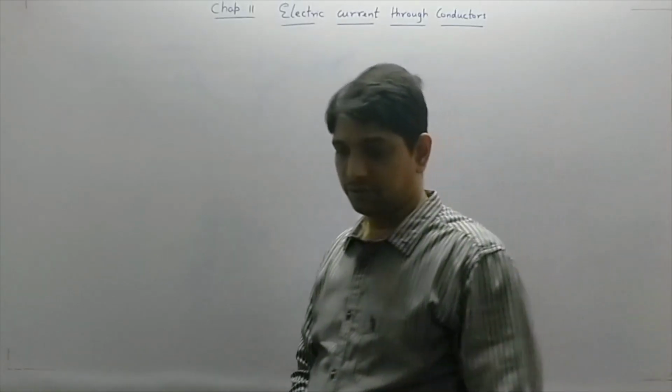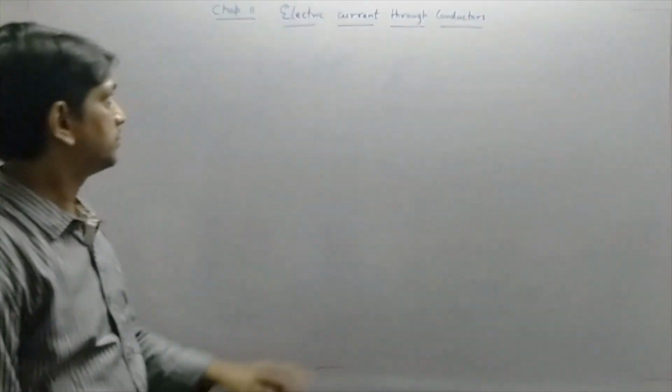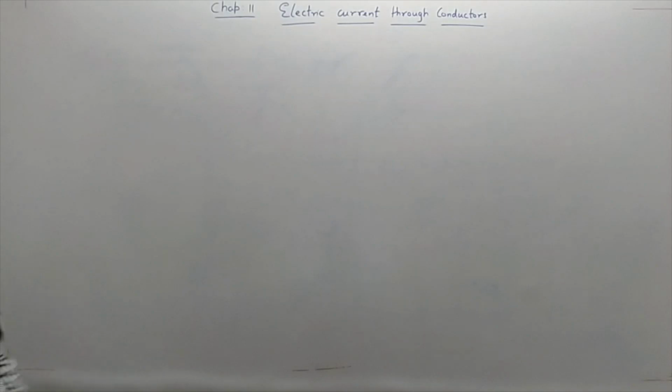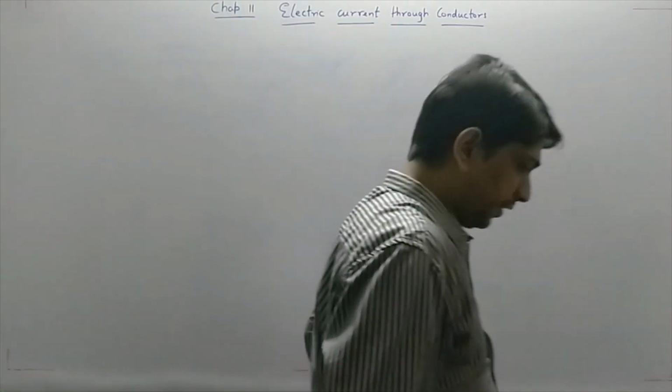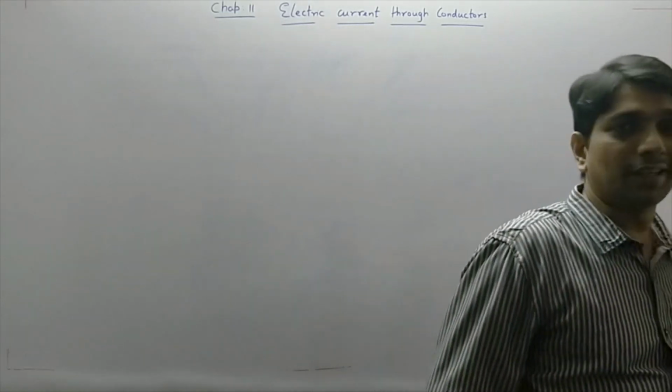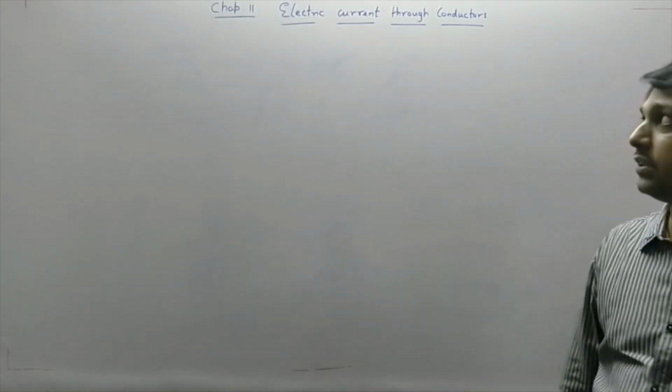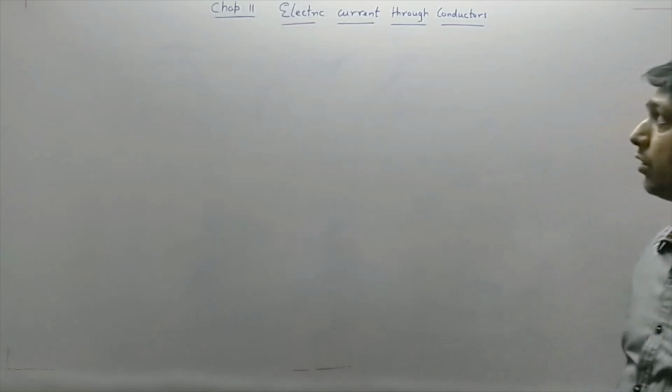Students, we are starting with the chapter Electric Current Through Conductors. That is chapter number 11 in your 11th standard. It is related to your current electricity. Basically, electric current through conductors. What are we going to learn?